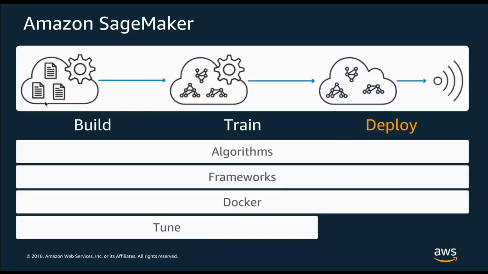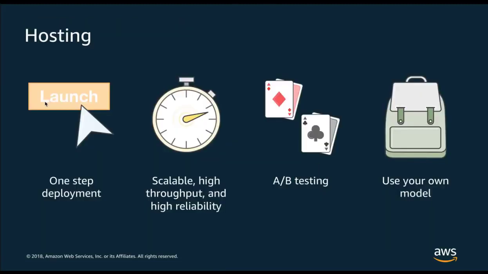Now, when we think about deploying our model into production with SageMaker, we can do that a variety of ways. We can use real-time hosted endpoints. We've set this up to be very easy one-step deployment so that you can get a production-grade, auto-scalable, high-throughput, highly reliable endpoint that you can do a variety of different things with. This is going to be your own REST API that you ping with an HTTP post request to get a prediction back from your machine learning model in real time.